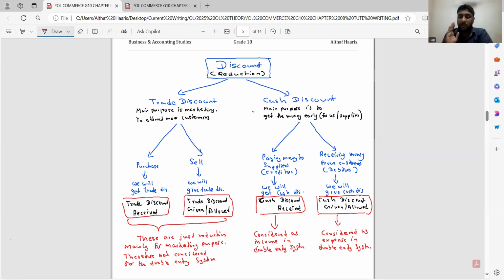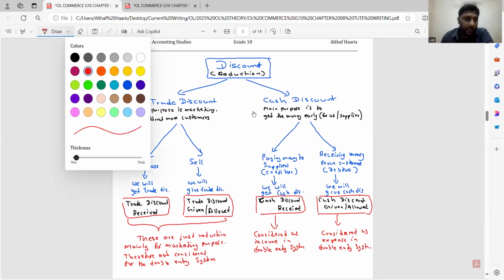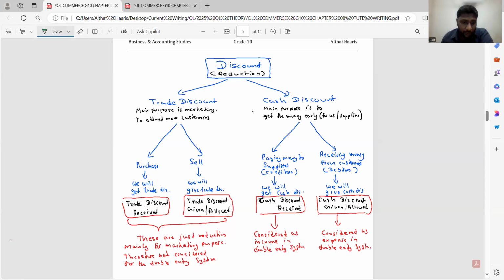So people, again I am telling, out of these four, trade discounts are just reductions. These are not considered in the double entry system. Cash discount received will be considered as income, given considered as expense. Write the complete thing. Start writing.